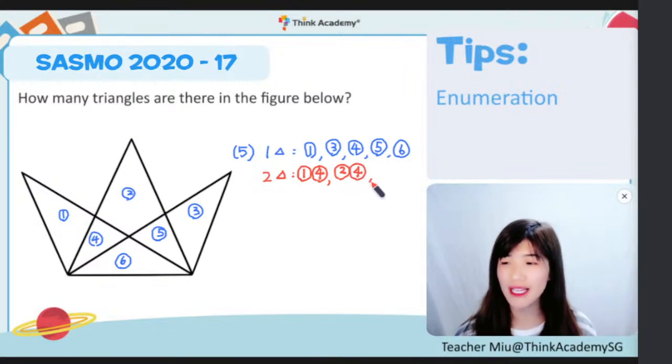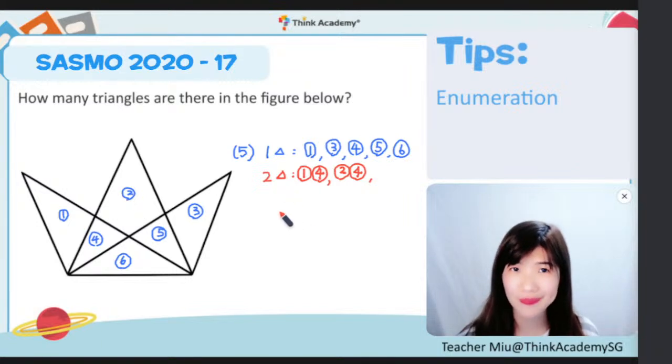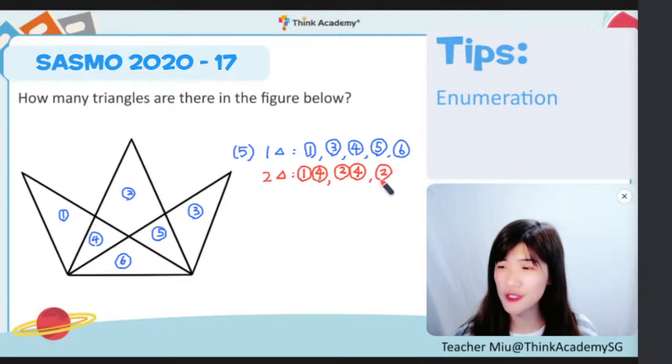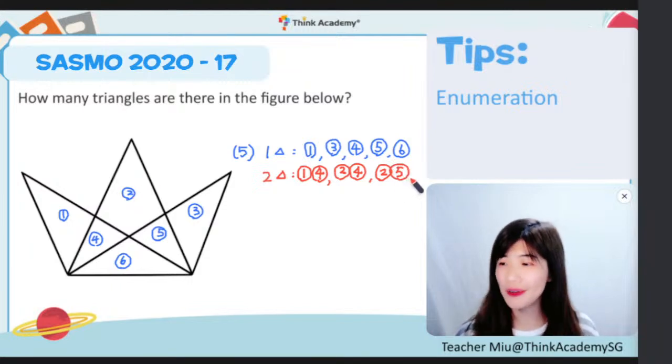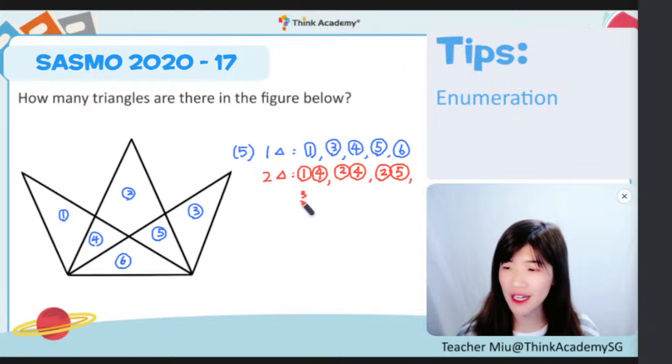Can 2 make a bigger triangle with another part? Also can. That is 2 and 5, right? So 2, 5 also can make a bigger triangle. Okay, can 2 make a bigger triangle with the other parts? No more. Then we go to 3. Look at 3. 3 can make a triangle with 5, right? So 3 and 5 can combine to make a bigger triangle. What about another number? No more, right?